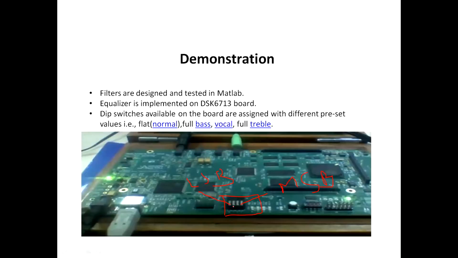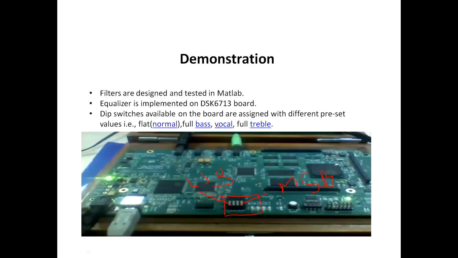Similarly, if the next LSB bit is made high and all the other bits are made 0, then that particular combination results in 0010, that is the decimal equivalent 2. So that particular combination is assigned with low vocal.